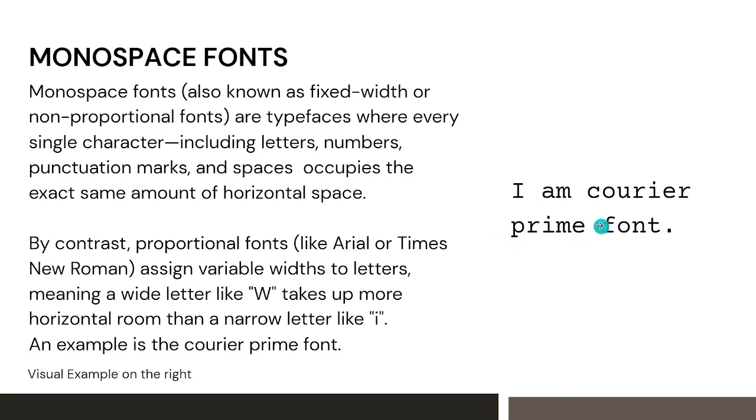By contrast, proportional fonts like Arial or Times New Roman assign variable width to letters, meaning a wide letter like W takes up more horizontal room than a narrow letter like I. An example is the Courier Prime font, which is here on the right side. To break this down again, monospace fonts are fonts where every letter occupies the same amount of space regardless of the letter. We can see that this A and M occupy basically the same amount of space in this overall sentence.